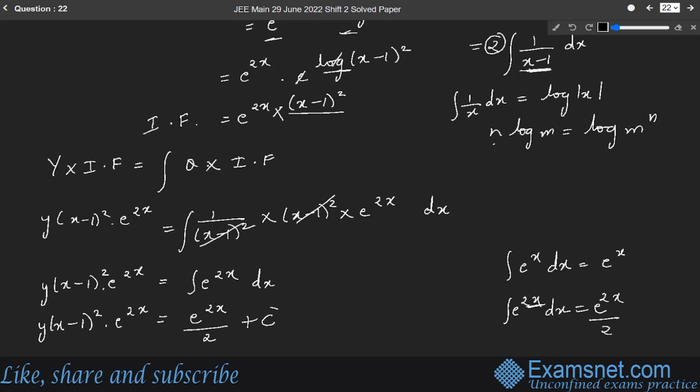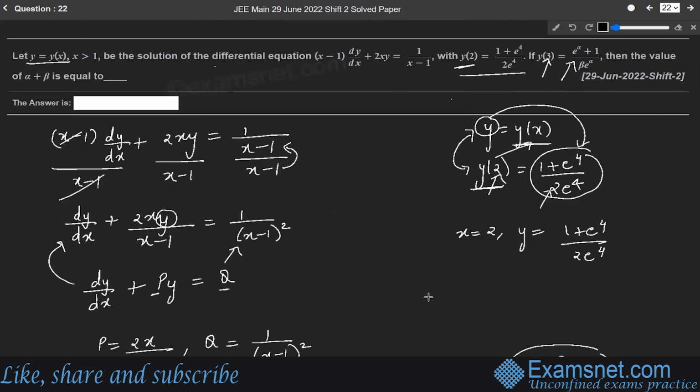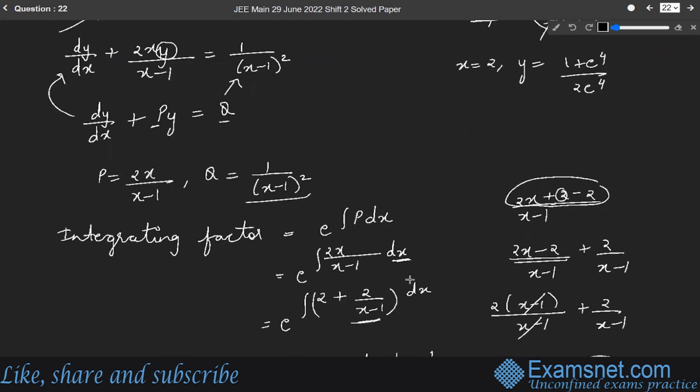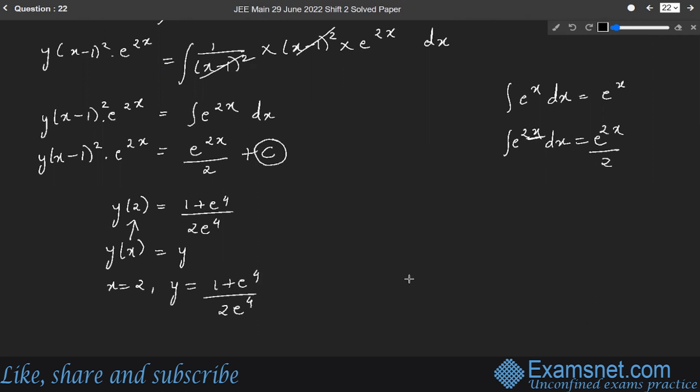Okay, now we have to find the value of this constant. How can we find the value of this constant? By using an expression that is given in the question. We have to use these two expressions, y of 2 and y of 3. So let us write the values. It is given that y of 2 is equal to 1 plus e power 4 divided by 2 into e power 4. And the solution of this differential equation is given in the form of y of x. When we compare here, when x is 2, then the value of y is 1 plus e power 4 divided by 2 into e power 4.